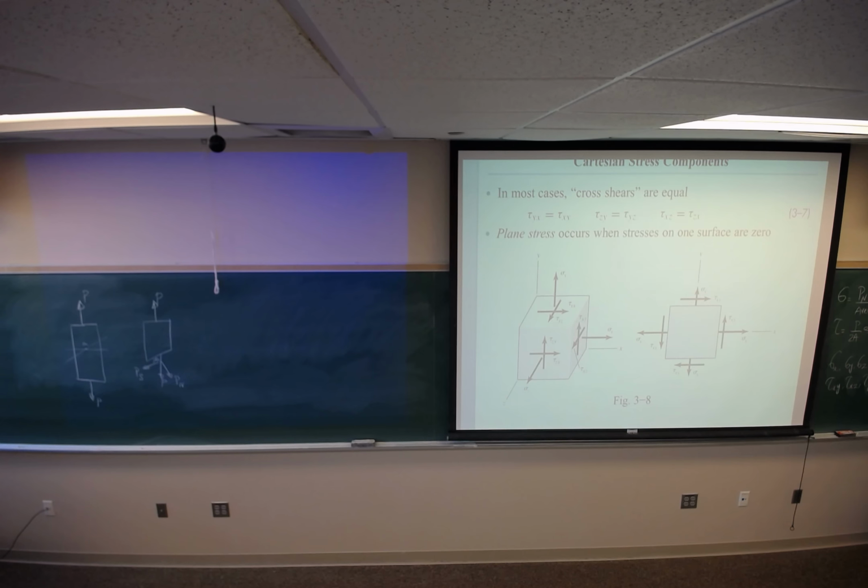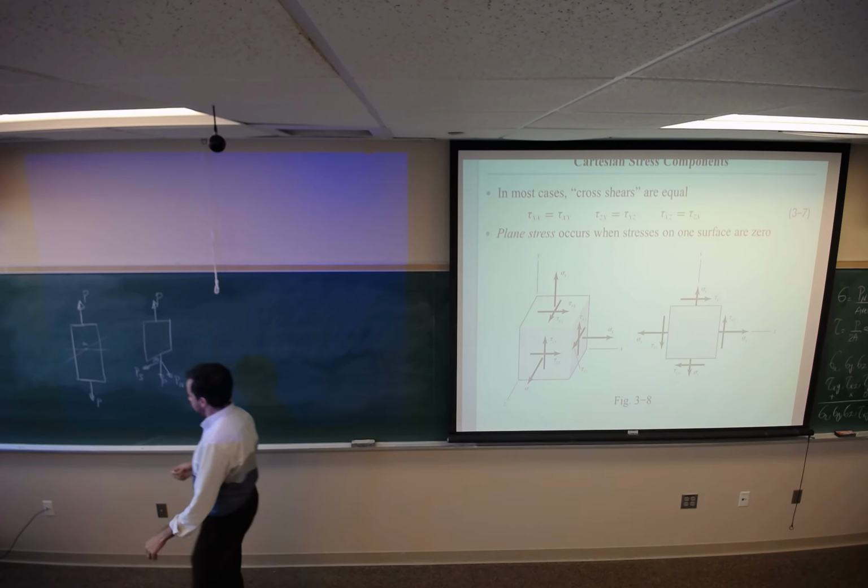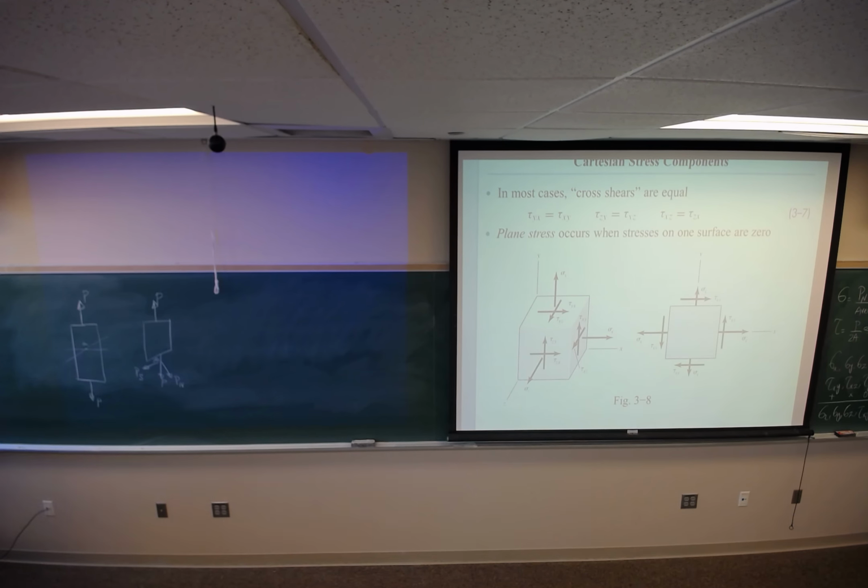And then we learned that tau xy is gonna be equal to tau yx, tau xz is gonna be equal to tau zx, and tau yz is gonna be equal to tau zy. So it's gonna reduce the number of stress terms to 6, which is a general state of stress for a point.